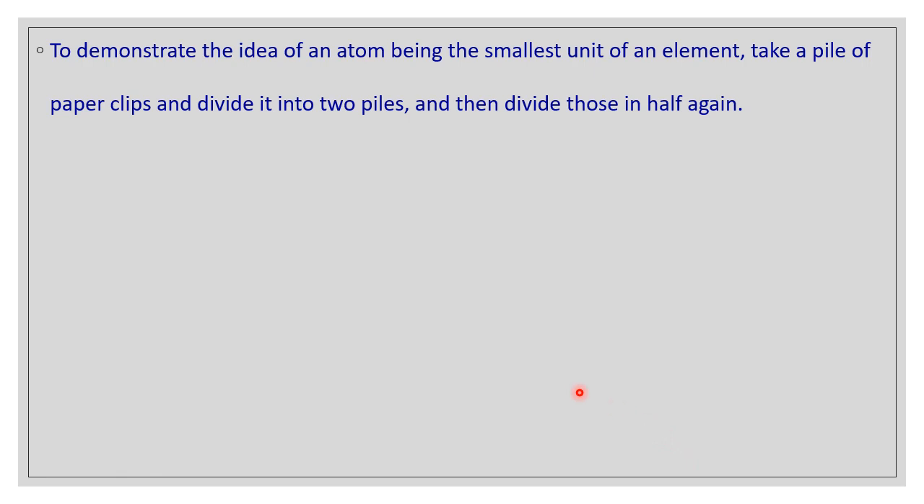To demonstrate the idea of an atom being the smallest unit of an element, here is one small everyday illustration to understand how small an atom is, and why the atom is the smallest particle of an element or matter. So, to understand, a small example. Take a pile of paper clips and divide it into two piles.